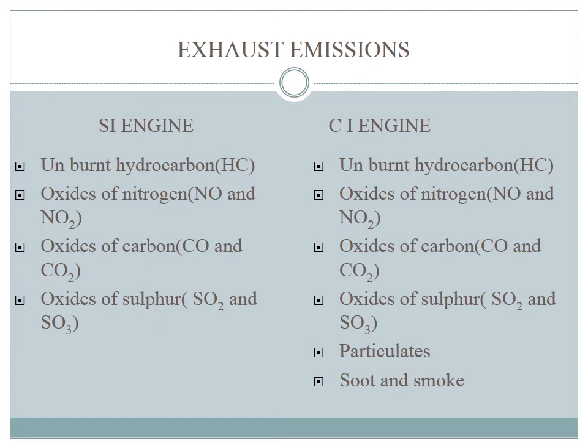So these are the exhaust emissions in SI engine and CI engine. In SI engine, that is the spark ignition engine, the exhaust emissions are hydrocarbon, oxides of nitrogen, that is NO and NO2, oxides of carbon, that is CO and CO2, and oxides of sulfur, SO2 and SO3. In compression ignition engine, the exhaust emissions include hydrocarbon, oxides of nitrogen, oxides of carbon, oxides of sulfur, particulates, soot and smoke. So our aim is to reduce these exhaust emissions and increase the engine performance.